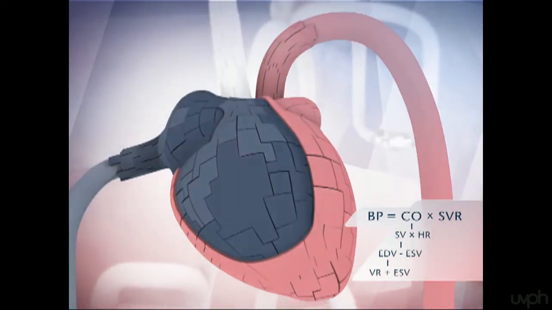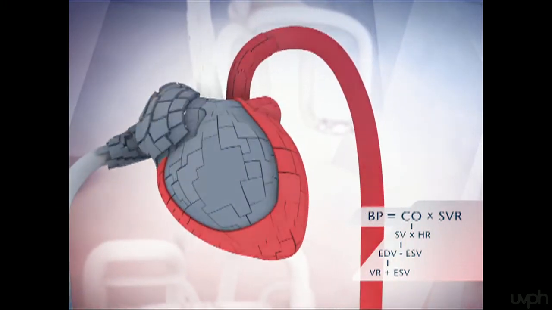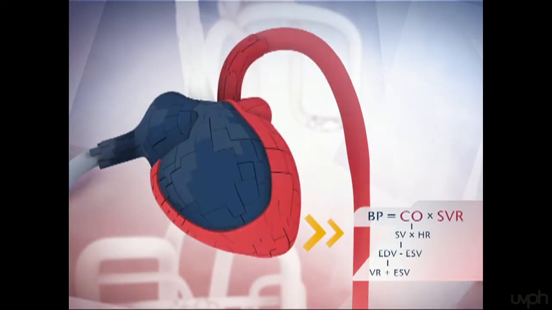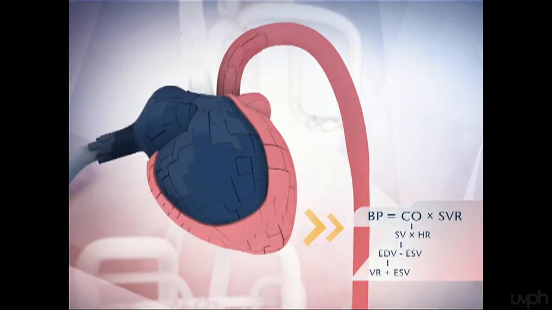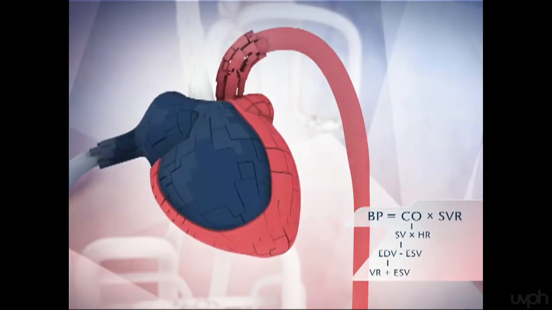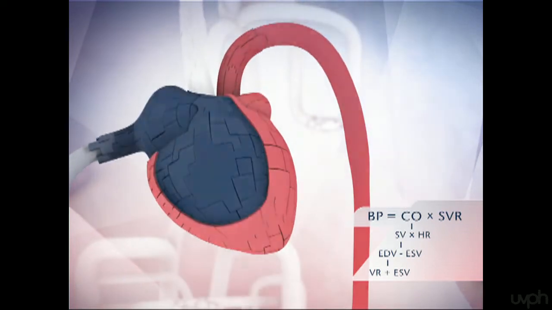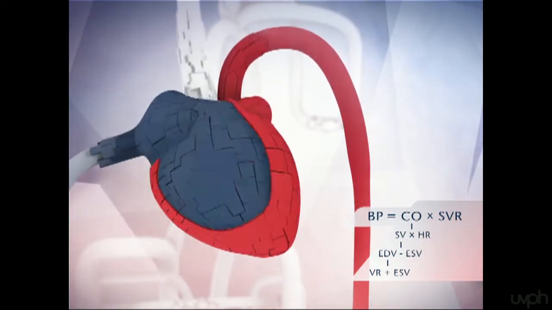Various IV antihypertensive agents affect different parts of the equation, reducing blood pressure by lowering cardiac output, systemic vascular resistance, or both. Here, we'll focus on 4 classes of IV antihypertensives: beta blockers, alpha beta blockers, nitrates, and calcium channel blockers. First, the beta blockers.